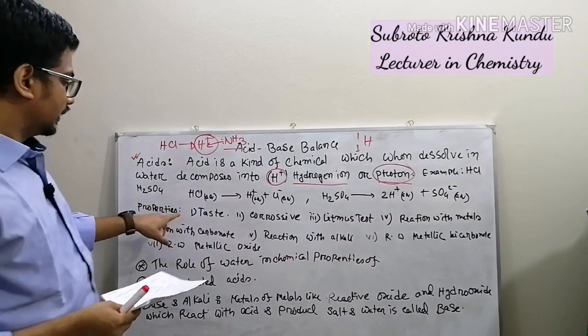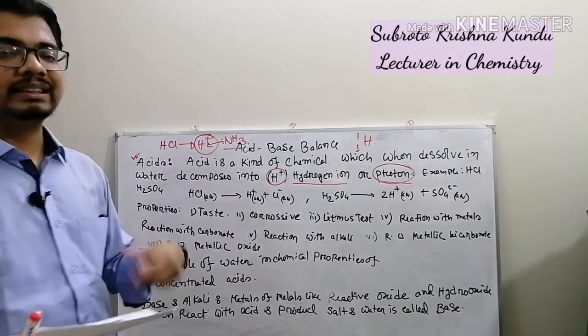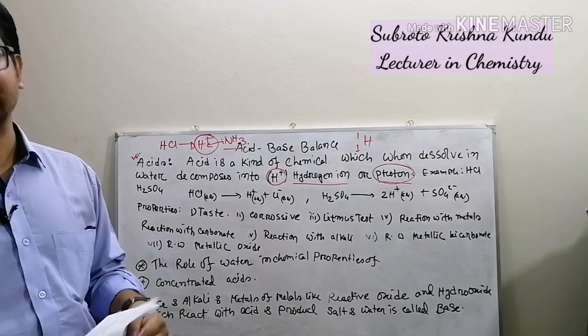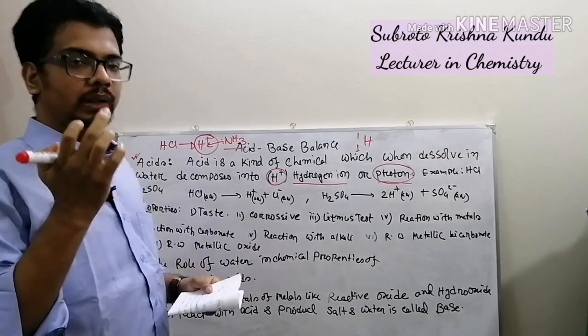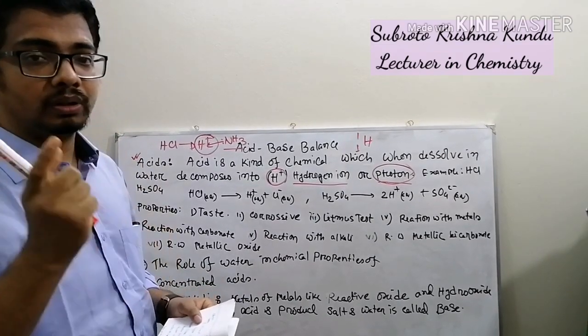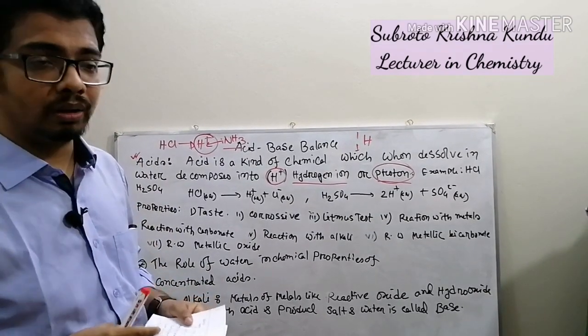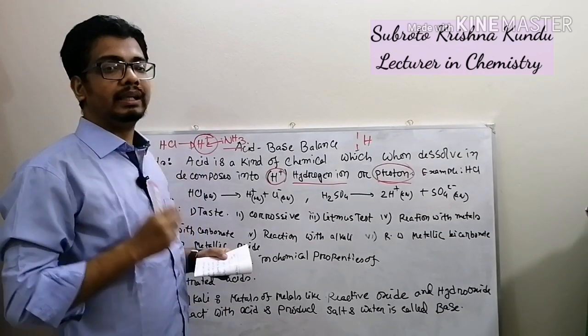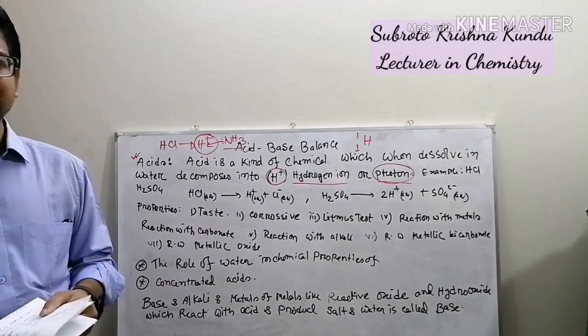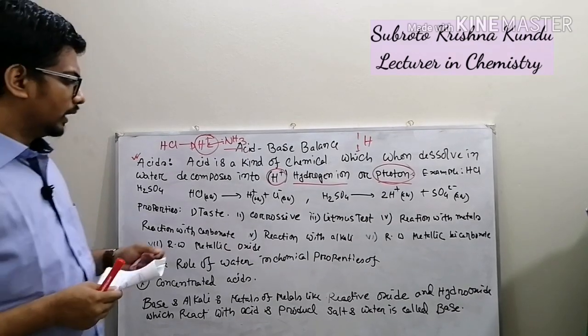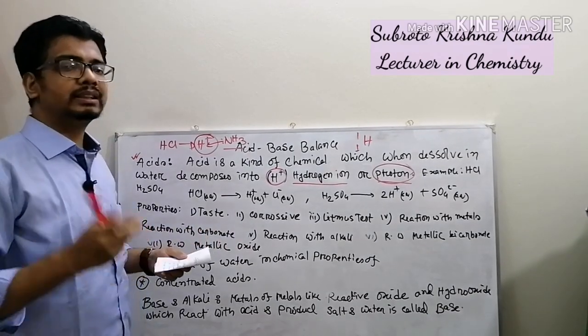Okay, the first property is taste. It is sour in taste. We take lemon, which is sour in taste. The lemon has citric acid. Then corrosive. It is corrosive.